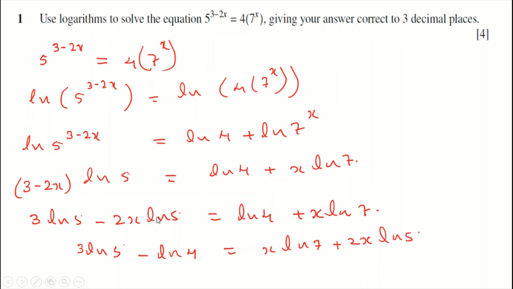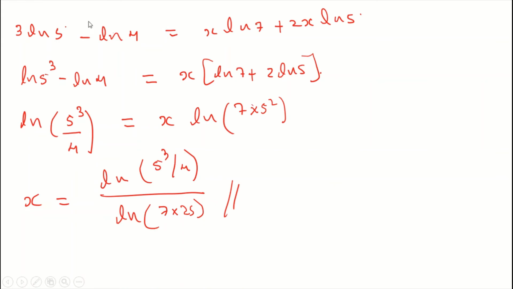So we will take x terms to one side and the other terms to the other side. We will take this ln 4 to the left hand side, minus 2x ln 5 to the right hand side. Then we will have 3 ln 5 minus ln 4 equals x ln 7 plus 2x ln 5. Again we can apply log rules in the reverse manner. We take this 3 inside as 5 to the power 3. So ln 5 to the power 3 minus ln 4 is equal to x ln 7 plus 2 ln 5.